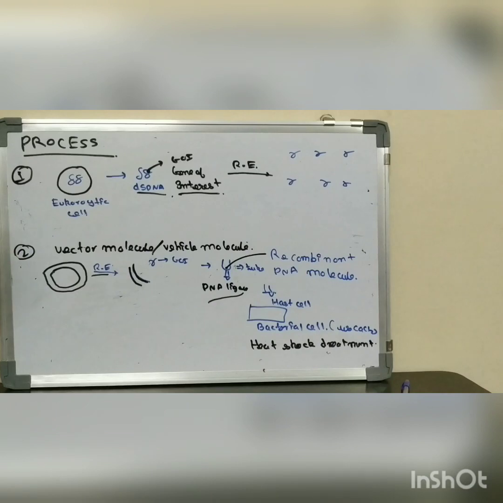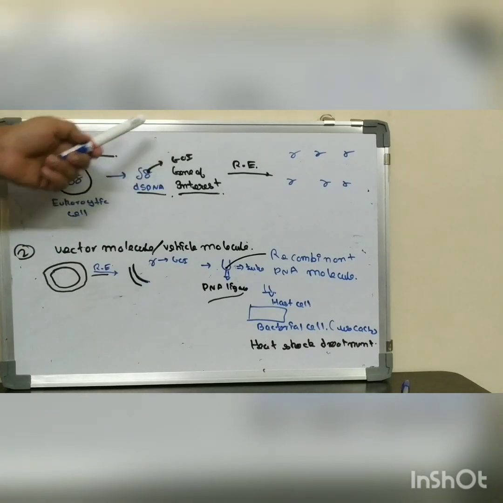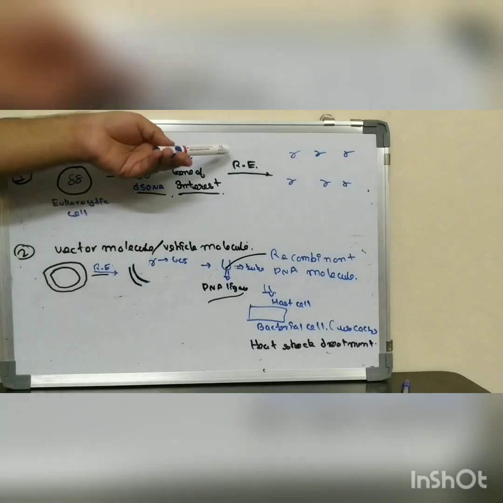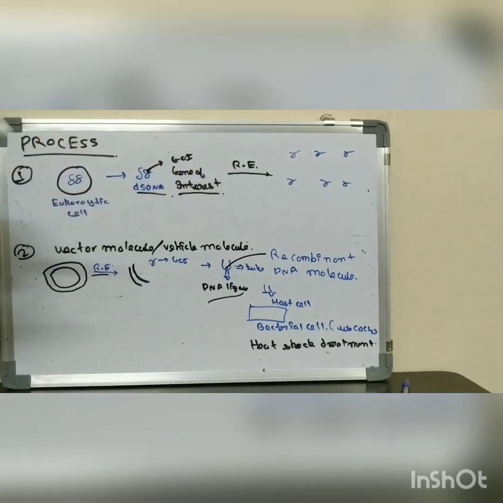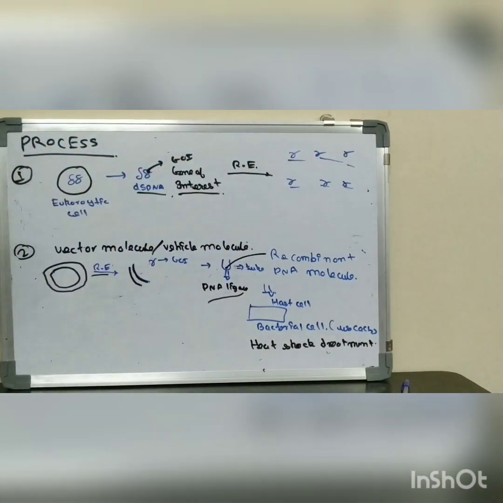So now let us talk about the process of gene cloning. First of all, in this process, we will isolate the double-stranded DNA from a eukaryotic cell. After isolation of double-stranded DNA, the gene of interest present in the double-stranded DNA is broken down by restriction endonuclease enzyme. Restriction endonuclease enzyme is responsible for breaking the DNA at specific sequences. These are the fragments of DNA which are obtained.